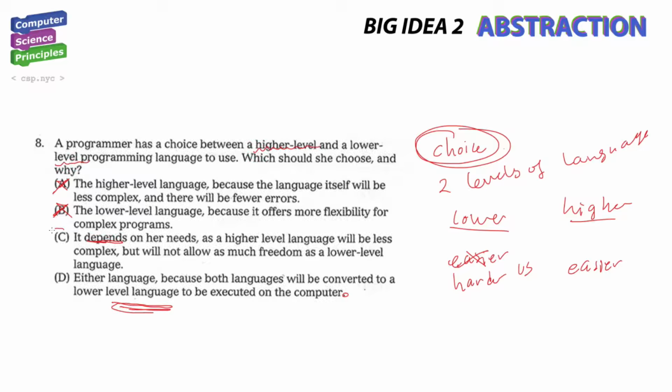So therefore, now I'm convinced the answer is C. Okay, because D suggests that they are equally weighted. Either language is okay, but that's not always the case. All right, so that was question number 8. Let's take a look at 9.